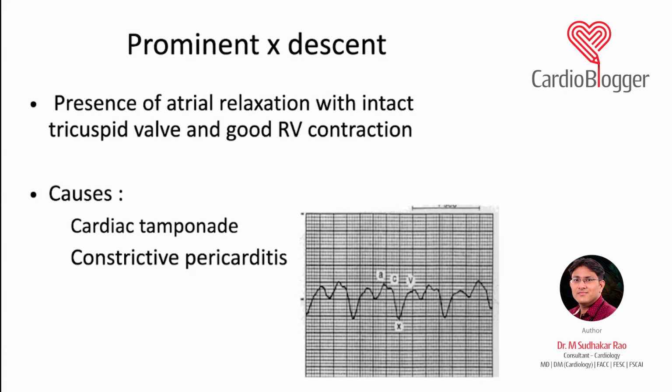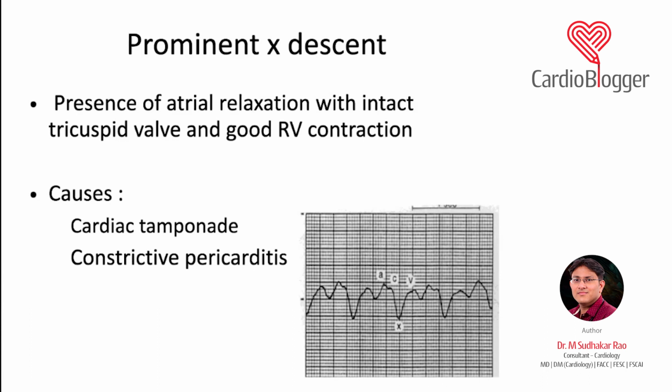Now in constrictive pericarditis, the earlier part of the diastole is not affected. It is only the later part of the diastole which is affected. That is why you get both a prominent X descent and a prominent Y descent. In cardiac tamponade, the earlier part of the diastole is also affected, and that is why you get an absent Y descent, which is seen in early diastole. So the Y descent is absent in cardiac tamponade.